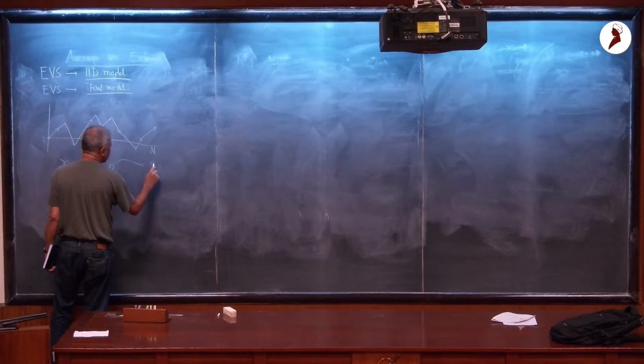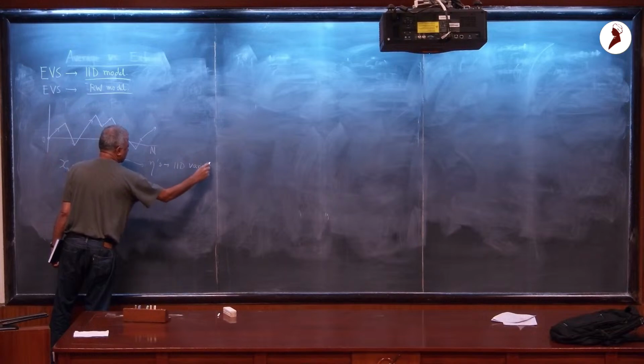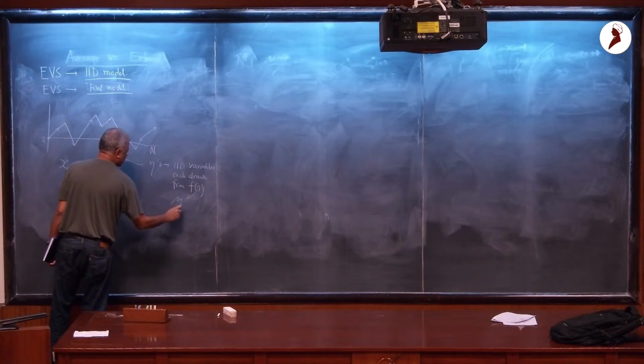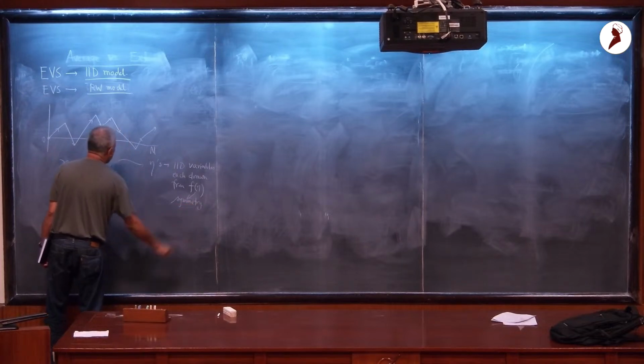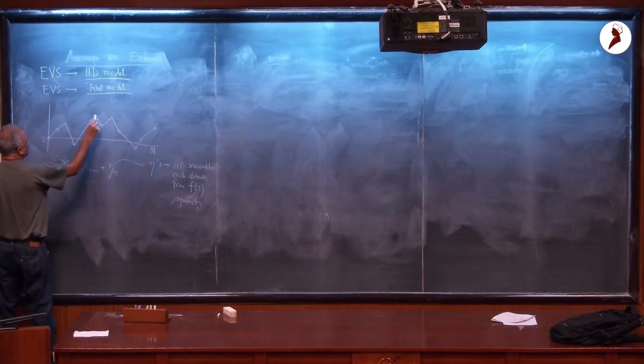And these etas are IID variables, each drawn from some symmetric f(η). For simplicity, I'll assume symmetric, so that the mean position is always 0. Okay? And I want to know the distribution of the maximum, x max, as before.